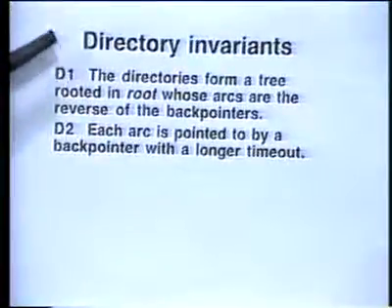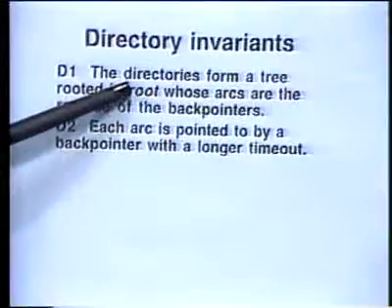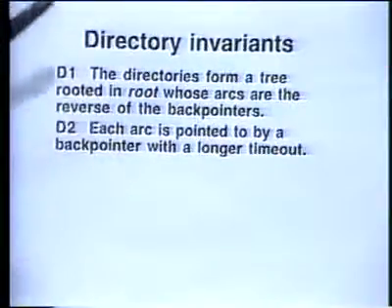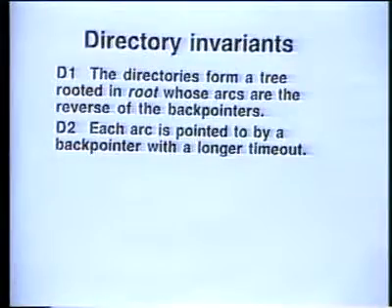Okay, that's the story on directories. Now let's look briefly at what the invariants are for directories from the client's point of view. There are 2 essential properties. One is that the directories actually form a tree, and the tree is rooted in a root directory, and the arcs in that tree are the reverse of those gray backpointer arcs that we saw in the earlier slide.